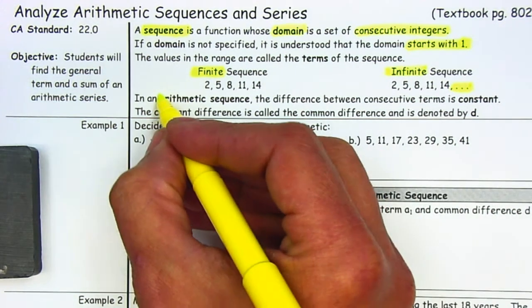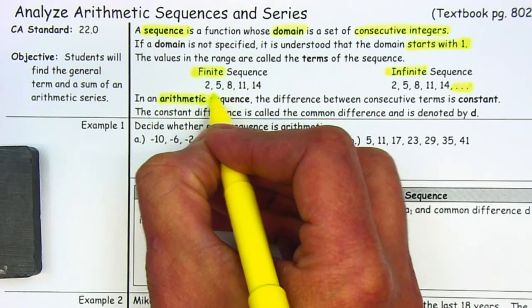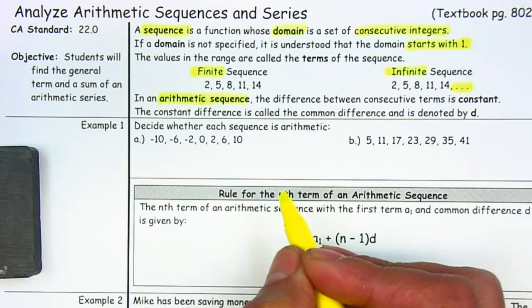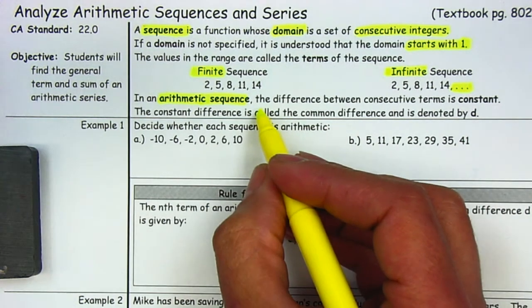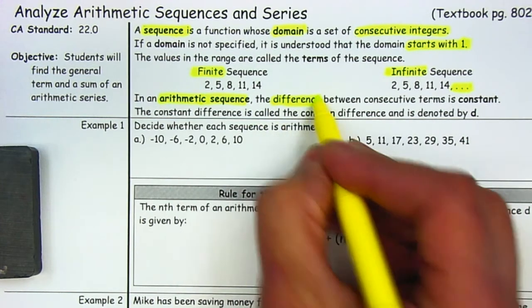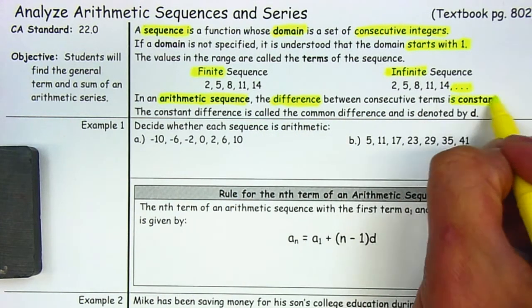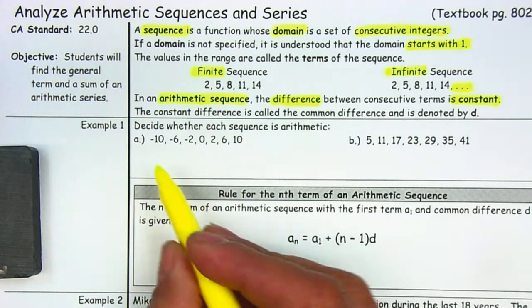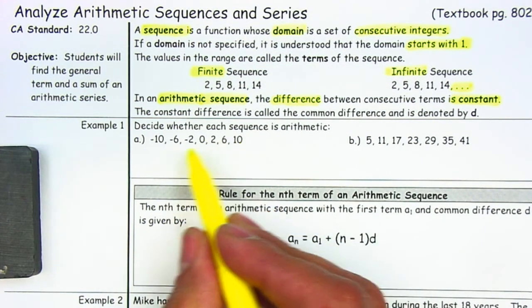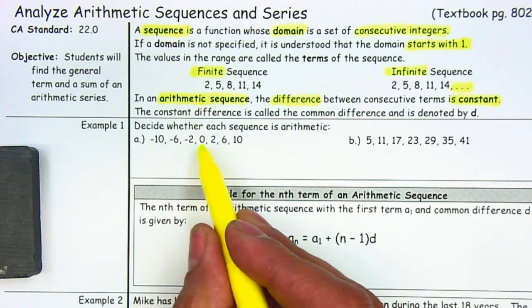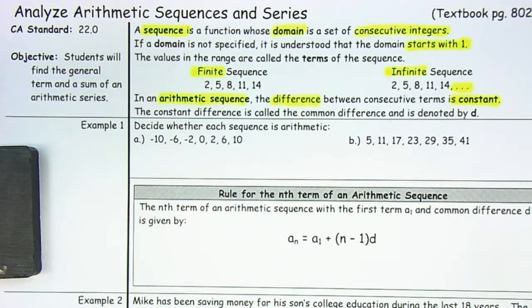Now we're going to be looking in this section into arithmetic sequences, and the difference between consecutive terms will be constant. So the difference between each of the terms will be exactly the same. If the difference is not constant, then the sequence will not be arithmetic.